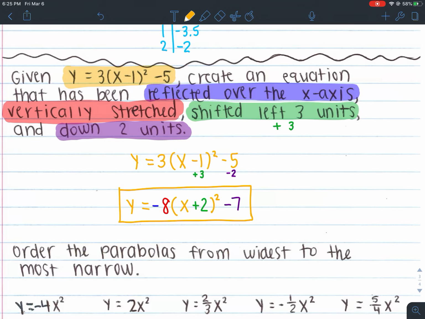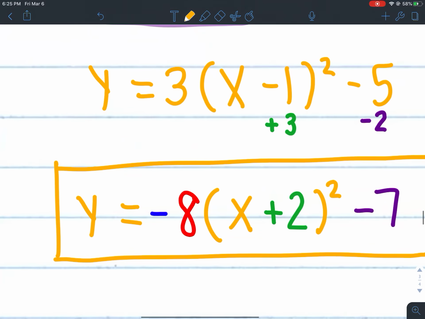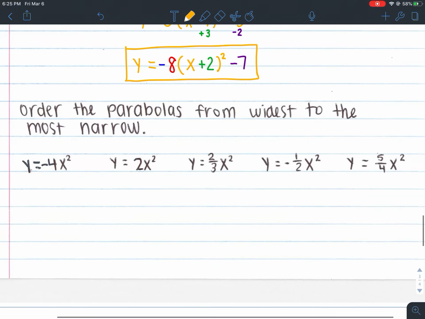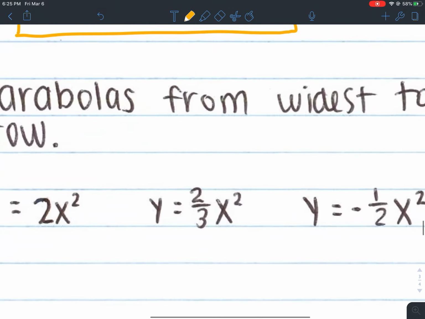Now remember that red number, that 8, can be anything as long as it's bigger than 3. If I wanted to make it vertically compressed or wider, I would pick something less than 3. So I wouldn't want to pick 2 in this case because I wanted it to be narrow. If I pick 2, then it's actually going to be wider than the original. All right, and then the very last problem is order the parabolas from widest to the most narrow.